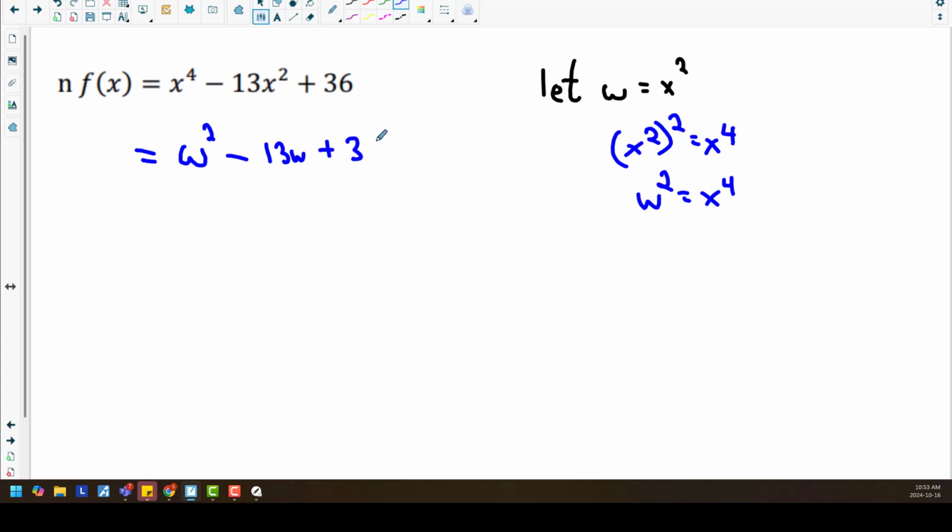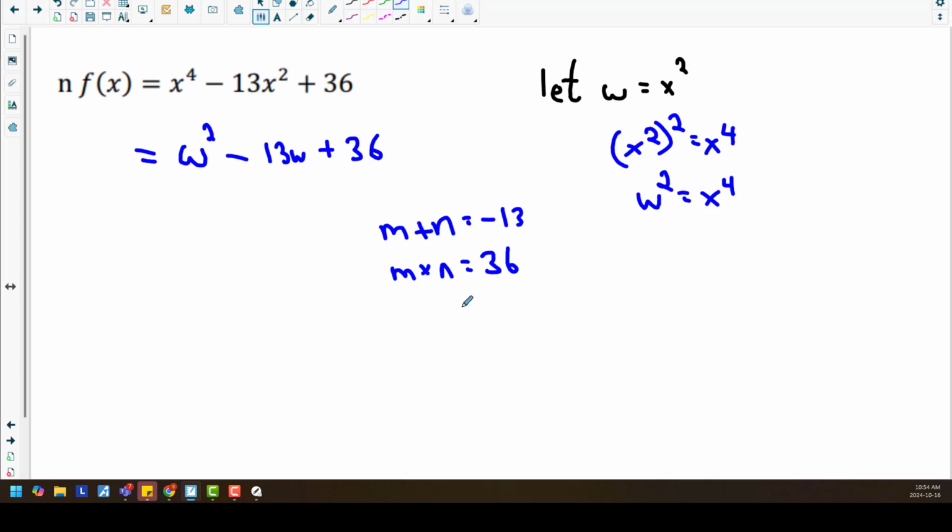We have plus 36. Now remember, this is usually only done when you have an example with even exponents, like 4 and 2. It makes your life a bit easier. Now this is essentially a quadratic. Since this is a quadratic, we can just use our rules for solving quadratics. We know that we can find 2 numbers that add to the middle term, and multiply to 36 in this case.